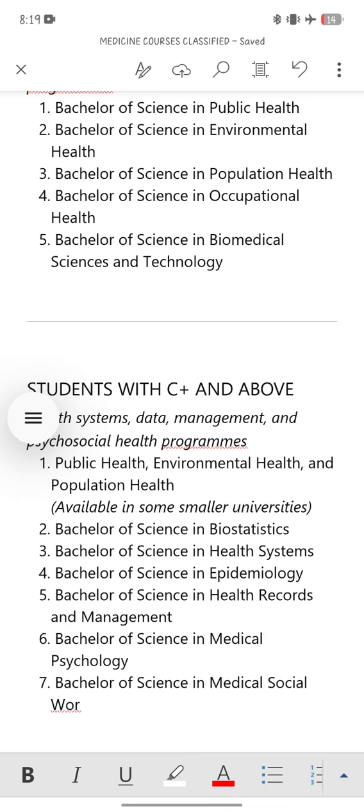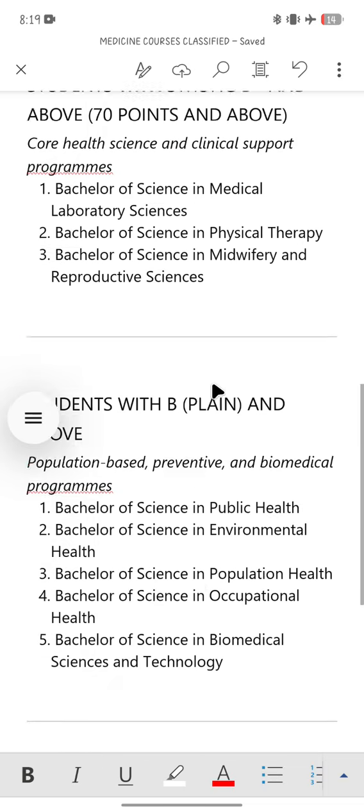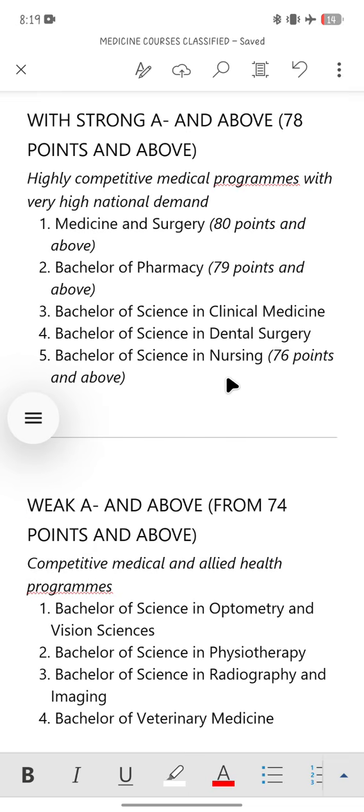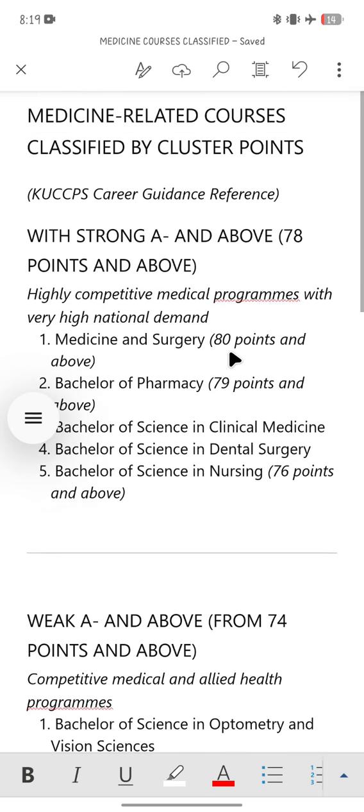Remember, if you would like to do medicine related courses, you must have done biology. You must have performed well in mathematics.